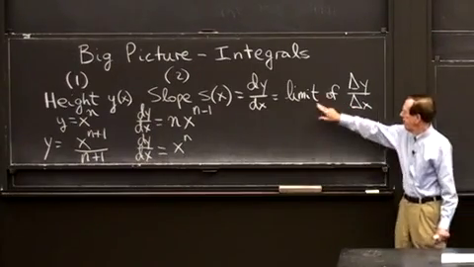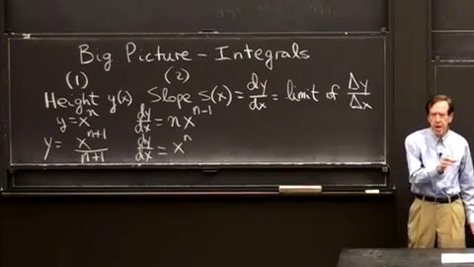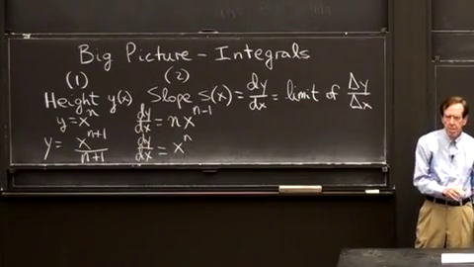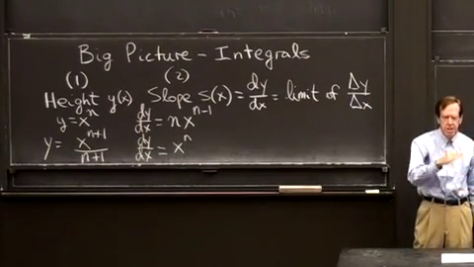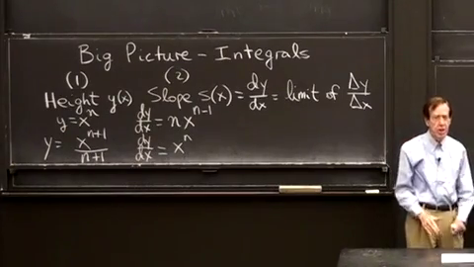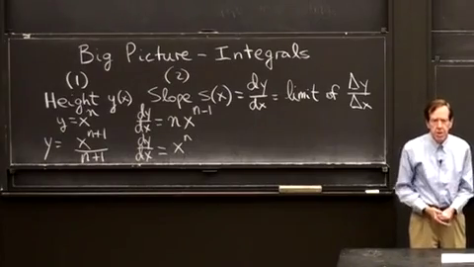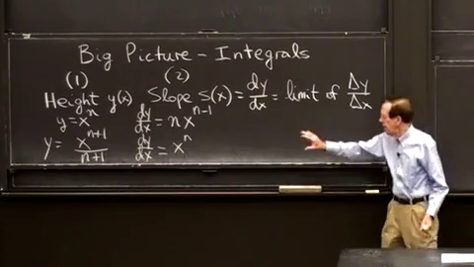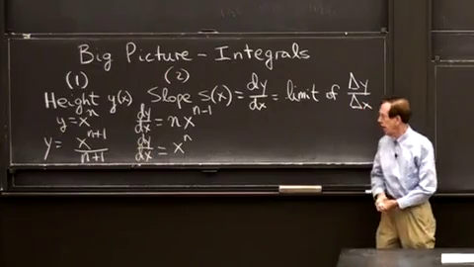And of course this one involved a limit as delta x went to 0, because always I have to remember that things can be curving, things can be changing. I can't assume that they're staying the same. And then the reverse direction.